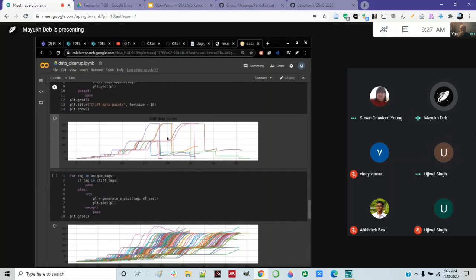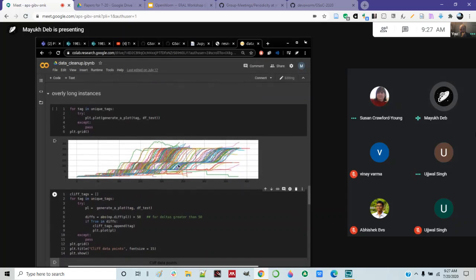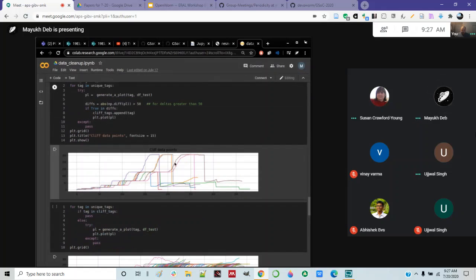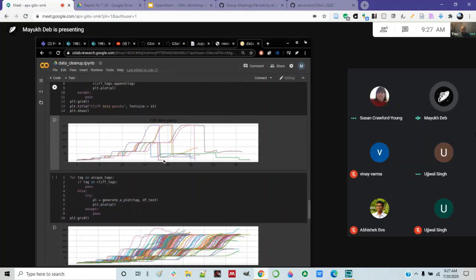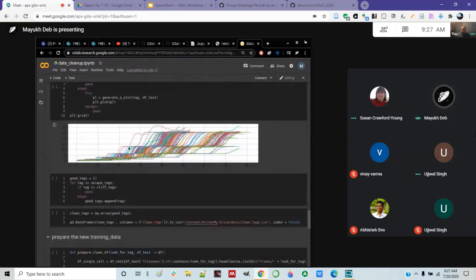So I found these using some simple NumPy algorithms, and then I removed them. Before removing, there were these kind of cliffs. I call them cliffs because of their shape, right? So I just removed these cliff tags. Tags are basically just file names. And then I trained it again on these clean videos and clean frames.